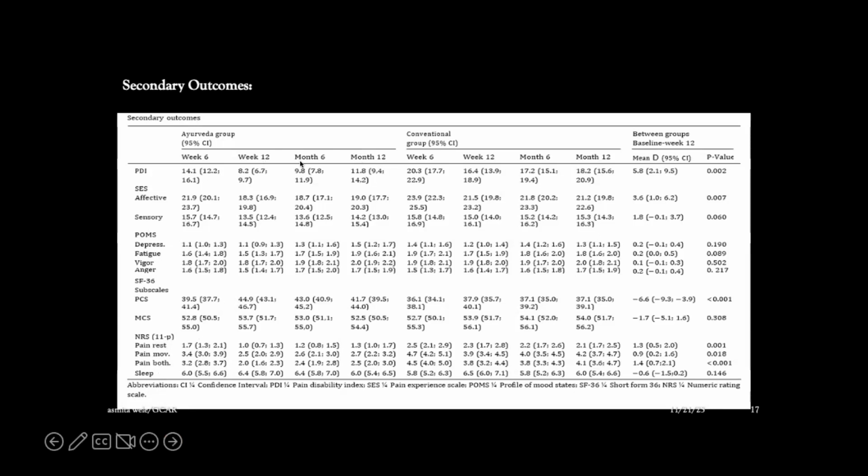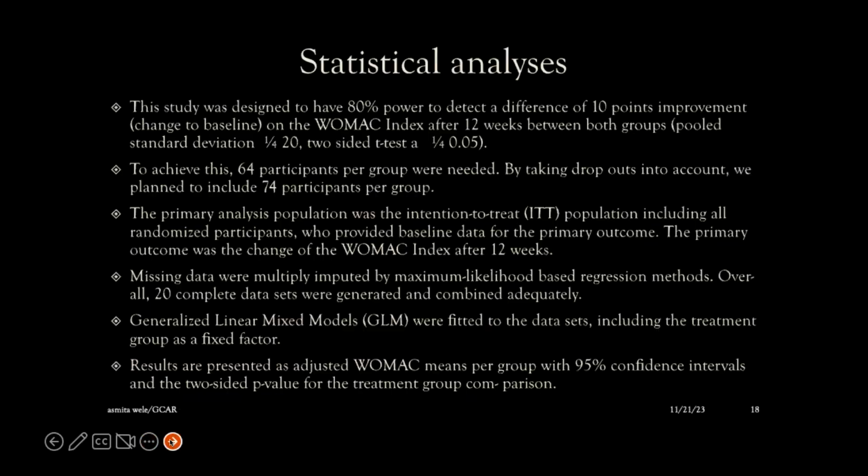So you can see week 6, week 12, 6 months, 12 months, conventional treatment, Ayurveda group, and between group at baseline and week 12. So here is the comparison, and these are the p values. Statistical analysis, one of the most important parts of this study, is a robust statistical design considering all the confounding factors like personal biases, drug biases, recruitment bias, physician bias, all types of biases. I selected this paper to present, but now I feel that I should have requested a statistician to participate in this presentation along with me, who could have better explained this analysis.